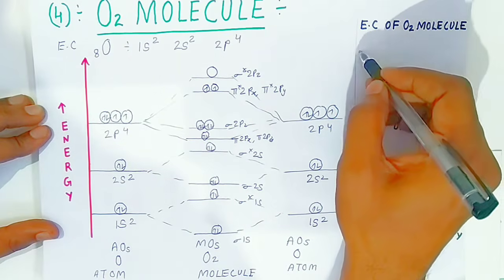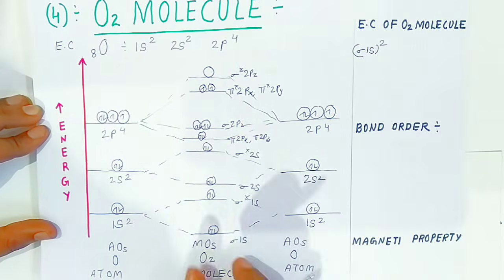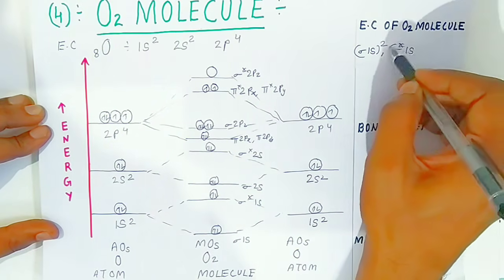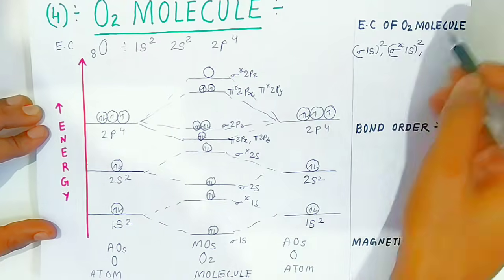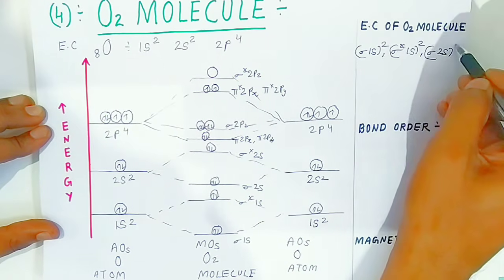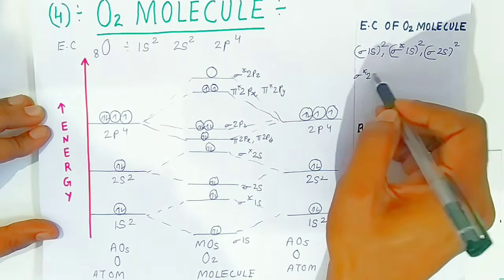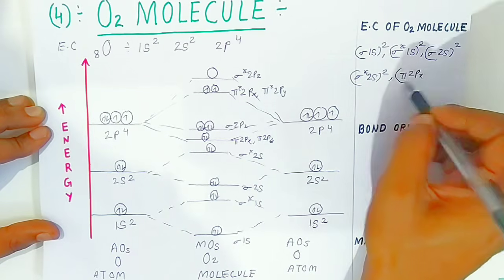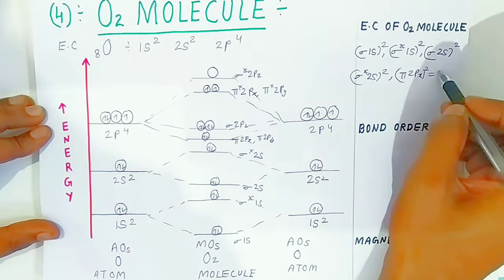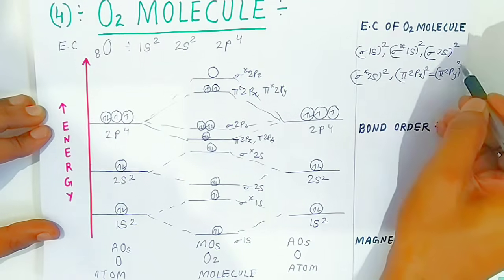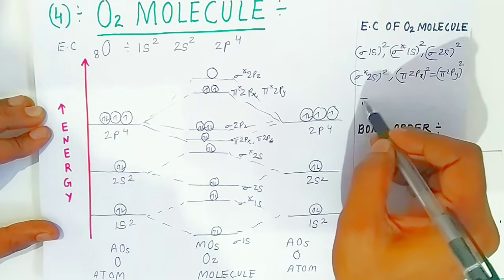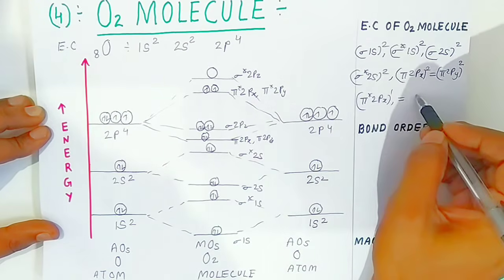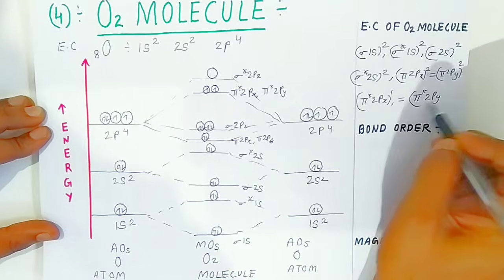So first, sigma 1s2, then sigma star 1s2, then sigma 2s2, sigma star 2s2, then pi 2px and pi 2py, which have equal energy, so pi 2py2. Then we have pi star 2px and pi star 2py, 1 electron each.